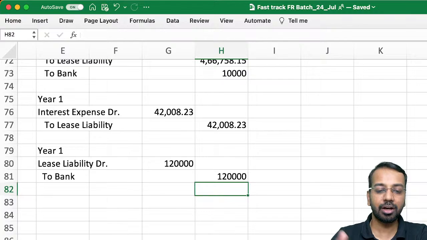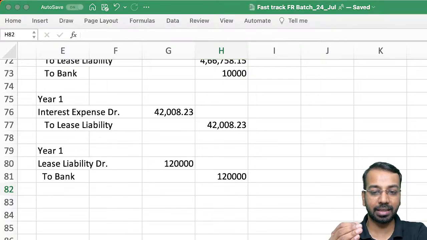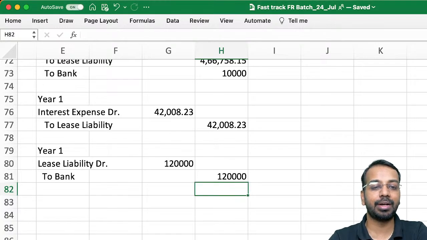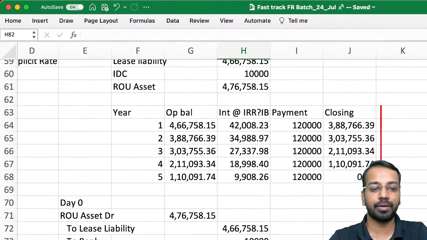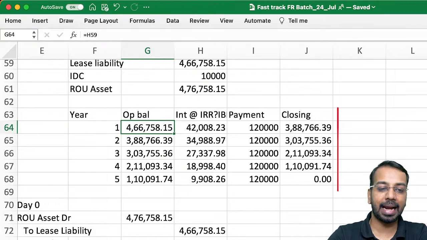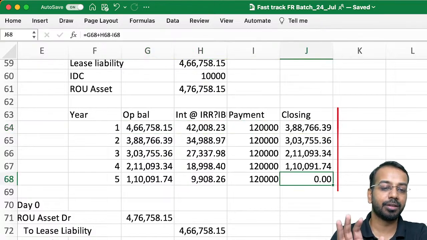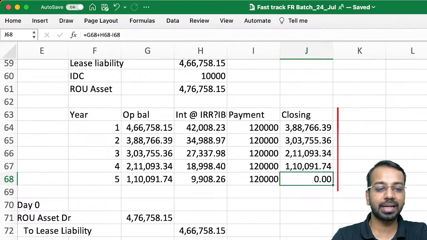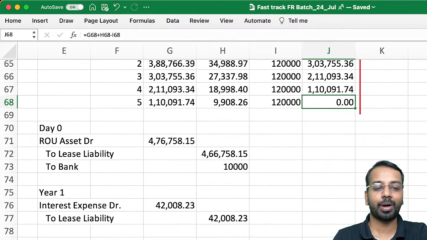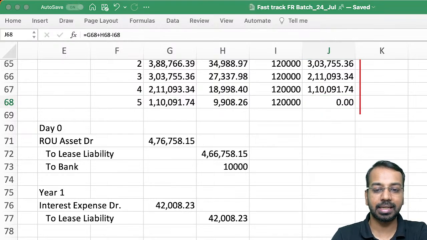Like this, year on year, when you pass the journal entries, at the end of the lease term, that is at the end of the 5th year, the lease liability balance would be 0. So here you have calculated opening balance, add interest, less payment, you will get the closing balance. At the end of the 5th year, the balance would be 0. This is the basic concept that you need to understand as to how we pass the journal entries for lease accounting.